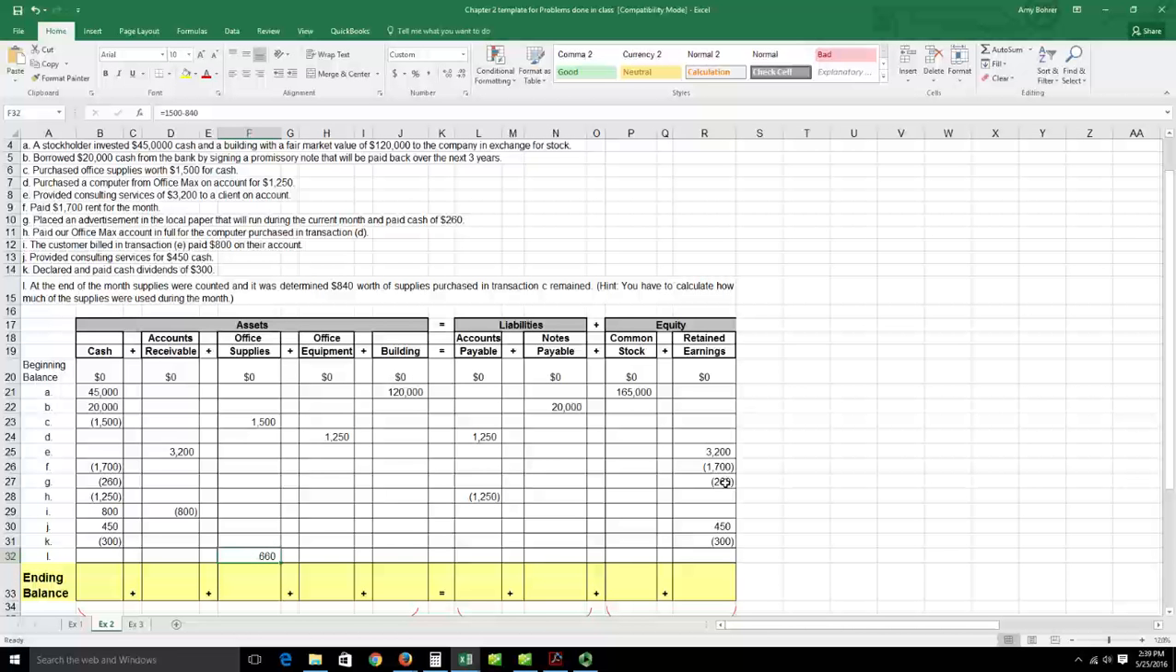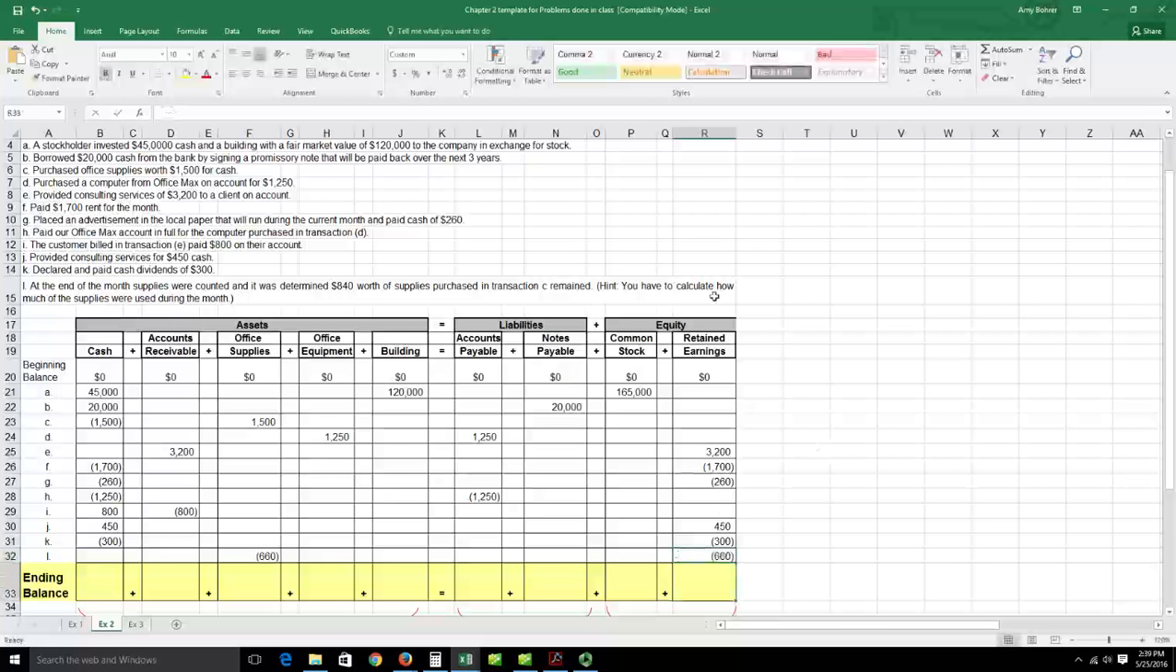But that should be a negative $660 because my office supplies are going down now. They're no longer $1,500. They should only be $840. So I need to enter that as a negative amount. Okay? And now that we've used those supplies, they become office supplies expense. And anytime you have an expense, your retained earnings goes down.